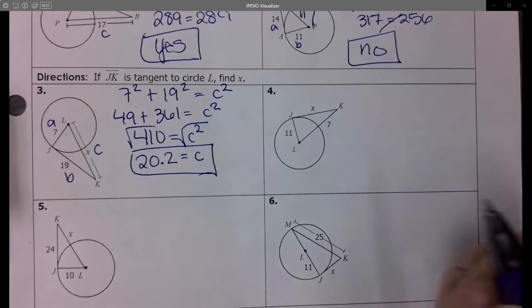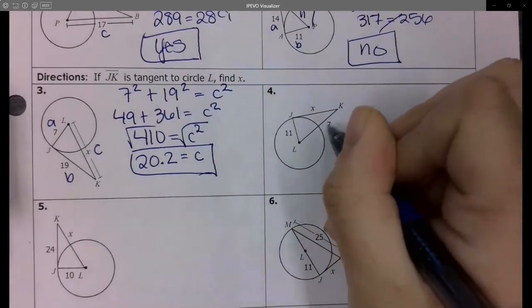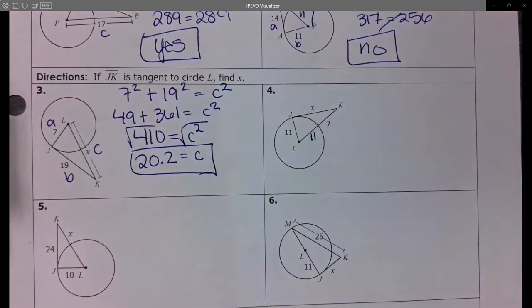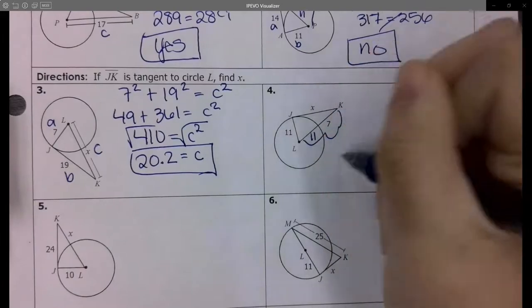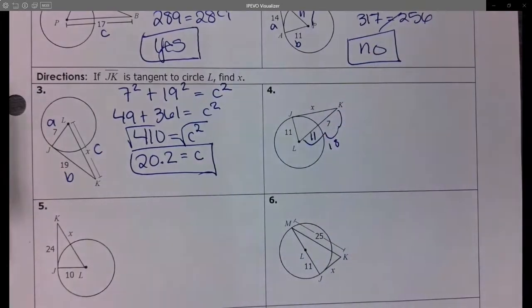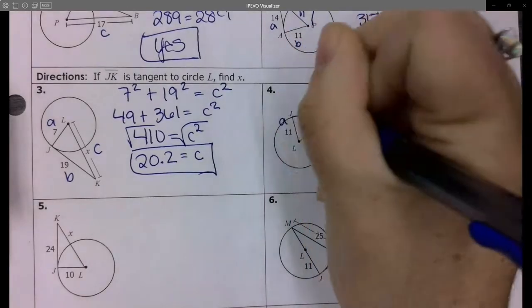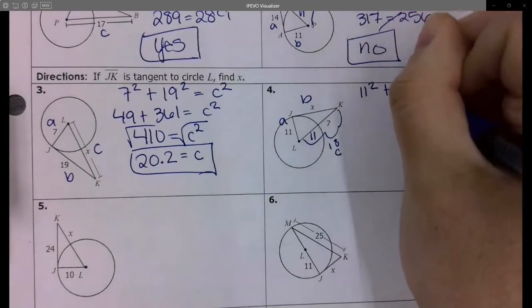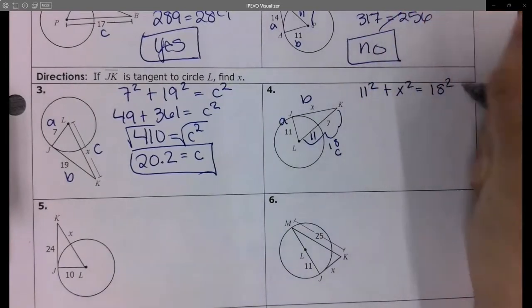So same thing on number 4. This one, the 7 is only on the outside, so I know this is 11 because of the radius. So this whole length is going to be 18. So when I plug into my Pythagorean theorem, this is going to be my c value, and then a and b don't matter. So I'm going to have 11 squared plus x squared equals 18 squared.